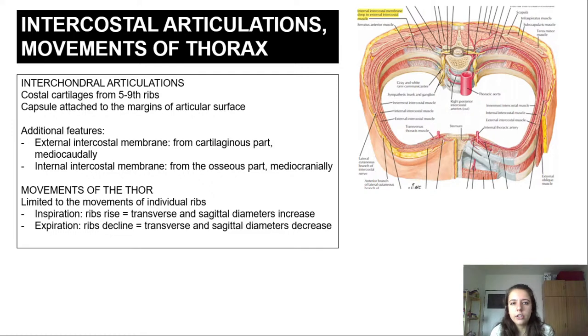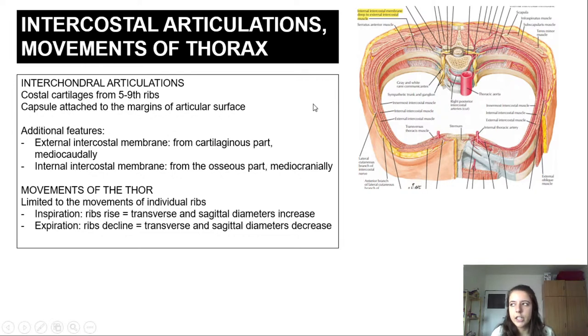The intercostal articulations and movements of the thorax. So intercostal articulations connect the ribs. They connect the costal cartilage, that's why they're called interchondral. Chondral means cartilage. Costal cartilage is from the 5th to 9th ribs.